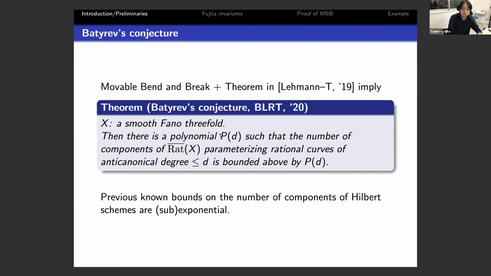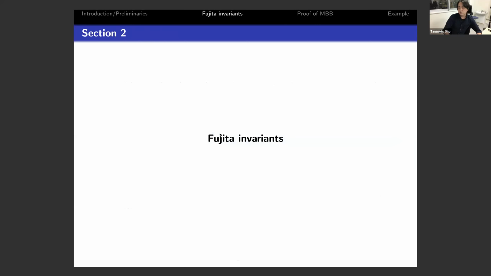We prove this using movable bend and break for Fano threefolds. All right, so far that's the main theorem and the introduction. So far, do you have any questions?